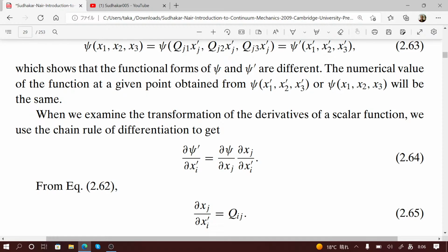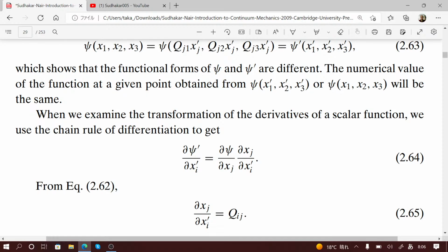T_i1 i2 ... iR. The transformation rule for these components will have R number of q's in the form T prime i1 i2 ... iR equals q_i1 j1 q_i2 j2 ... q_iR jR T_j1 j2 ... jR.